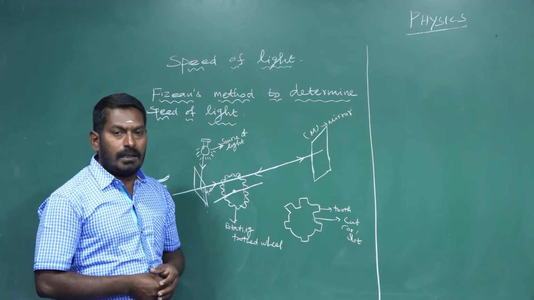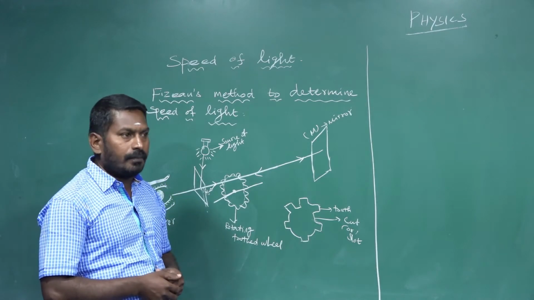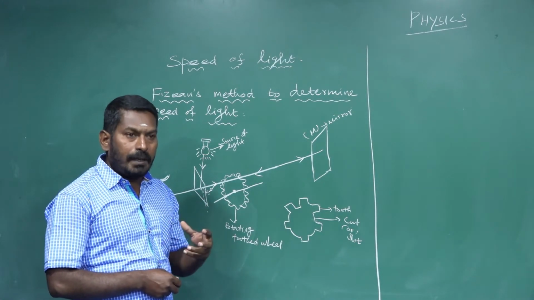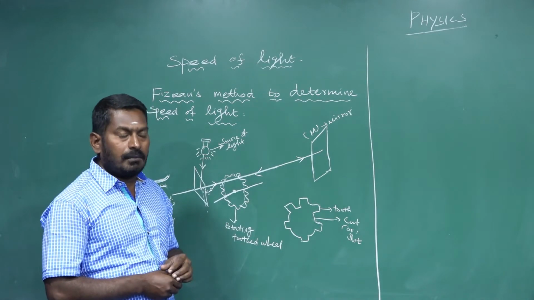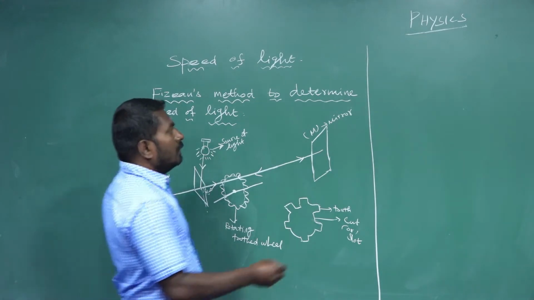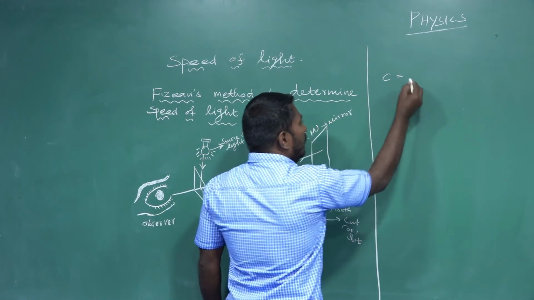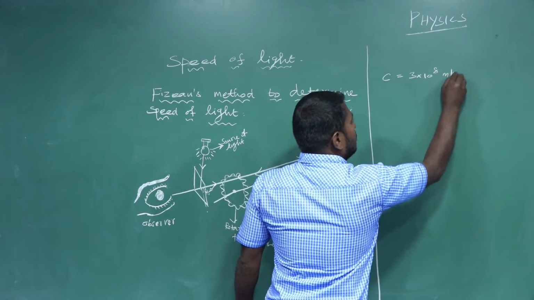Already you know what light is. Light is an electromagnetic radiation. It traverses with the maximum speed, the highest speed, in vacuum: 3 × 10^8 meter per second. It is denoted by the symbol C. Its value is 3 × 10^8 meter per second.